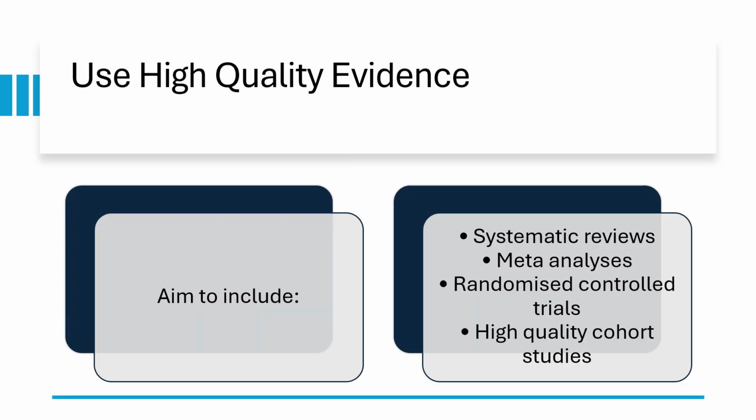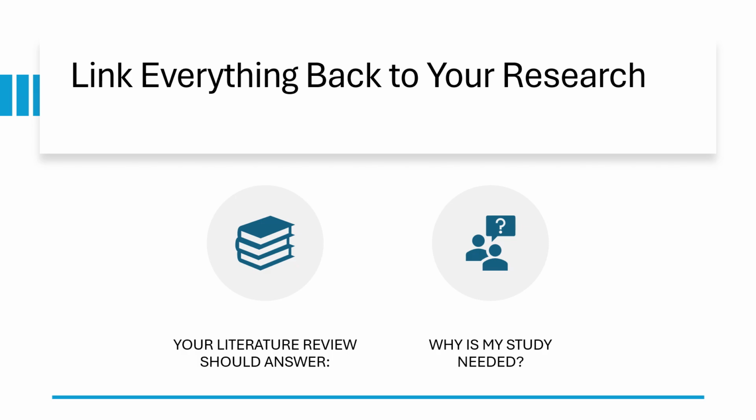Remember, not all research papers carry the same level of evidence. I would start by looking at systematic reviews and meta-analyses, as these summarize multiple studies. However, you may also need to include individual studies if your topic is very specific. Remember that the aim is to show a balanced overview of the available evidence. Every section of your literature review should ultimately link back to your research question.